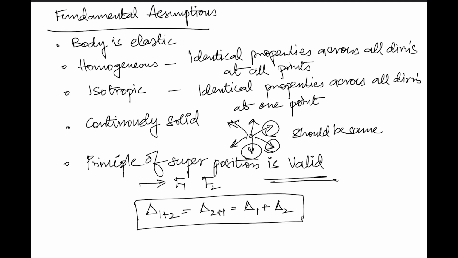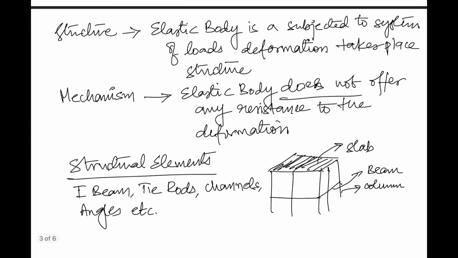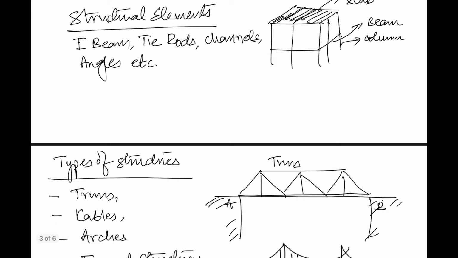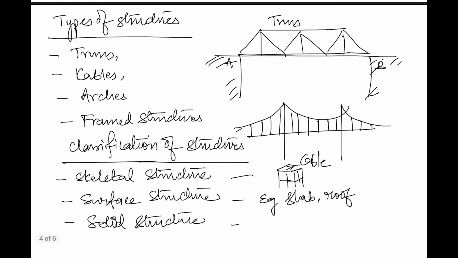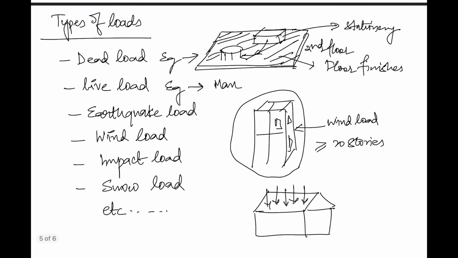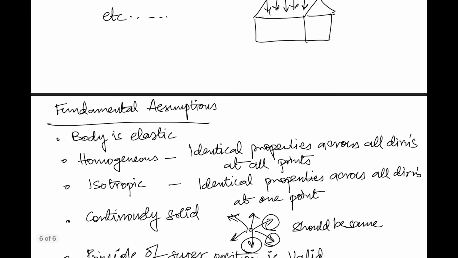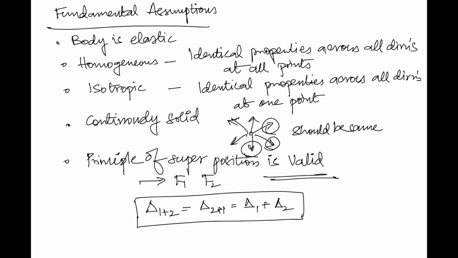So this covers a basic introduction to the structural analysis course. We have covered what a structure is, how it differs from a mechanism, what the structural elements are which make up the structure. We have different types of structures themselves, and how you classify the structures. And then we have seen the types of loads that can act on a structure. Finally, we have seen the fundamental assumptions that have to be kept in mind while going through the course of structural analysis.